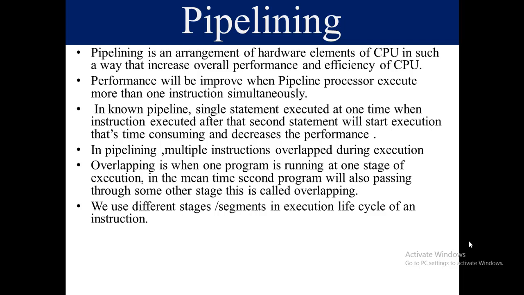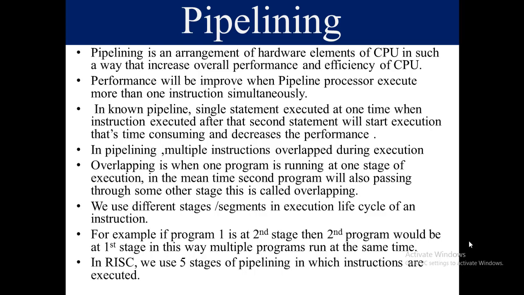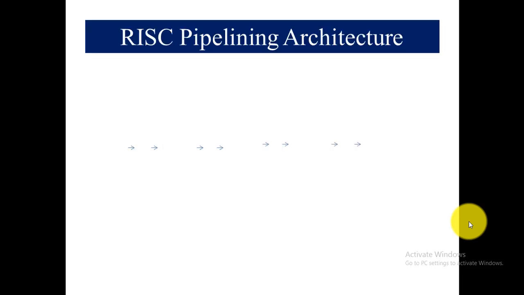So we use different stages, also known as segments, in the execution life cycle of an instruction. For example, if program 1 is at the second stage, then the second program would be at the first stage. In this way, multiple programs run at the same time. In RISC, we use 5 stages of pipelining in which instructions are executed simultaneously. Let's explore the pipelining architecture in RISC.